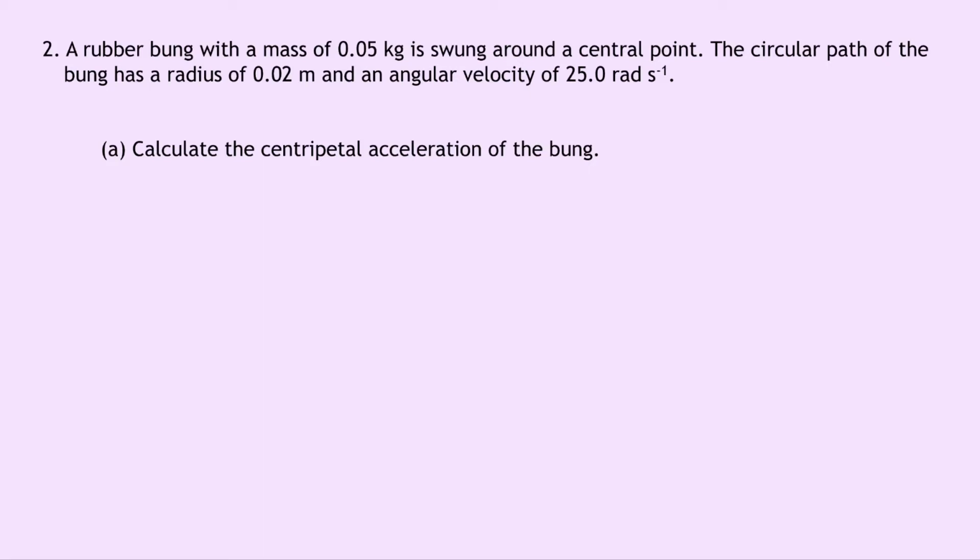So writing down what we know from the question, we're trying to find the centripetal acceleration. We know that the radius is 0.02 meters, and the angular velocity omega is 25.0 radians per second. So writing down our equation for centripetal acceleration, we have a_r equals r omega squared. Notice that this time we've written the radial acceleration in terms of the angular velocity rather than the linear velocity. Substituting in the numbers, we have 0.02 times 25.0 squared. Don't forget to square that term, and this equals 12.5 meters per second squared.